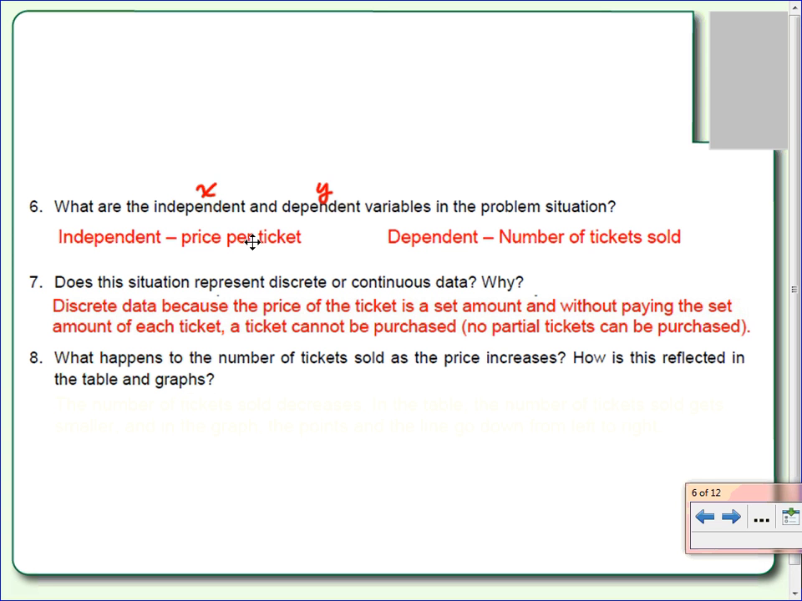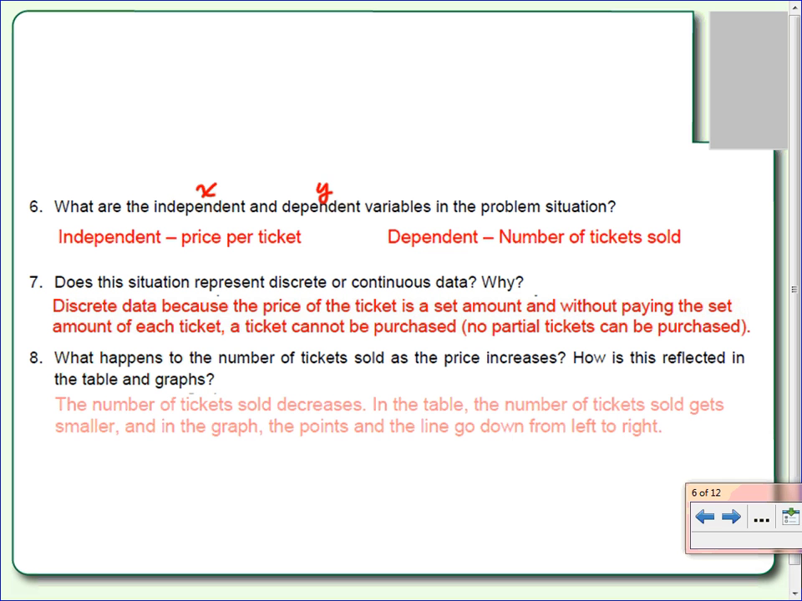Number eight. What happens to the number of tickets sold as the price increases? We've already said this. It decreases. As we jack up the price on the tickets, the number of tickets we sell goes down. And again, first sentence will suffice for the first part of the question. The number of tickets sold decreases. That's always going to happen each time we increase the price.